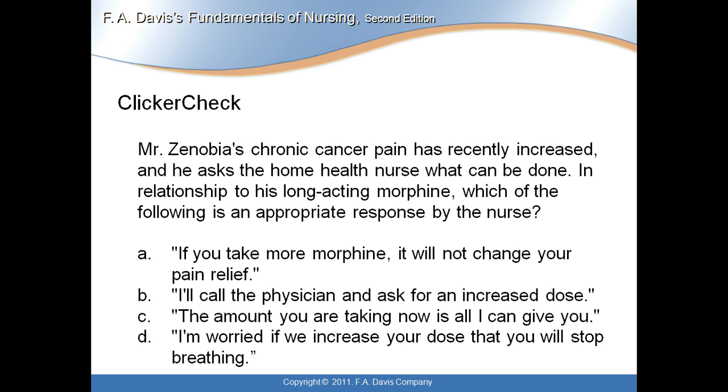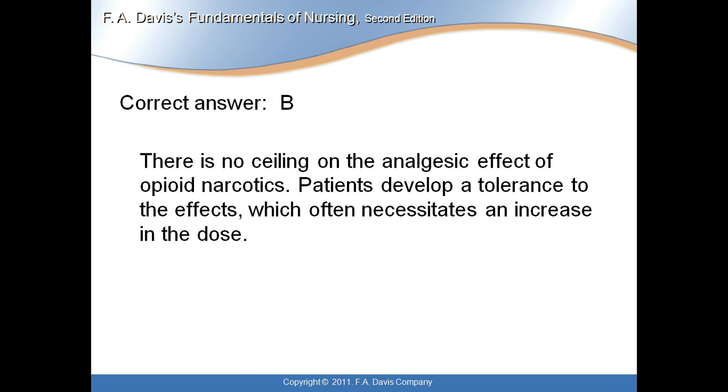So ClickerCheck: Mr. Zenobia's chronic cancer pain has recently increased, and he asked the home health nurse what could be done in relationship to his long-acting morphine. Which of the following is an appropriate response by the nurse? A, if you take more morphine, it will not change your pain relief. B, I'll call the physician and ask for an increased dose. C, the amount you're taking now is all I can give you. D, I'm worried if we increase your dose that you'll stop breathing. And the answer is going to be B. There is no ceiling on the analgesic effect of opioid narcotics. Patients develop a tolerance to the effects, which often necessitates an increase in the dose.